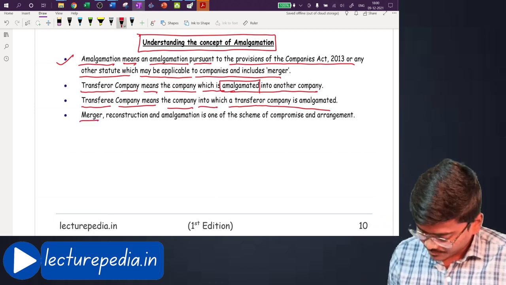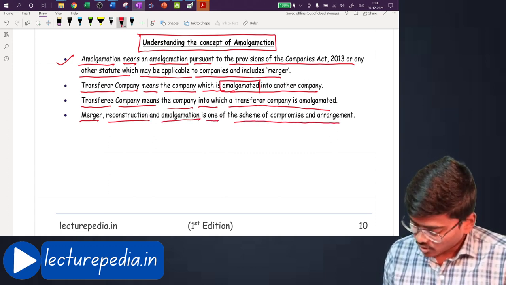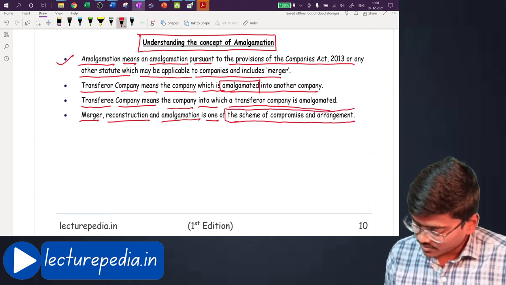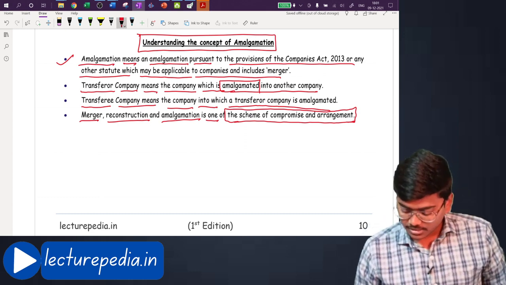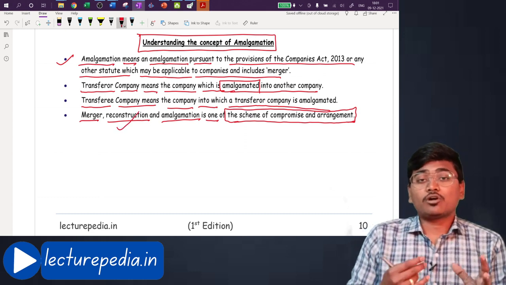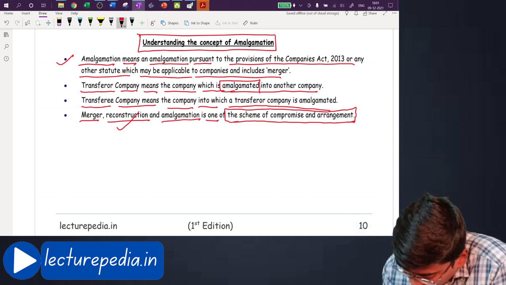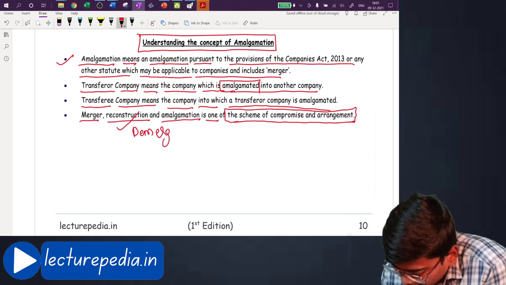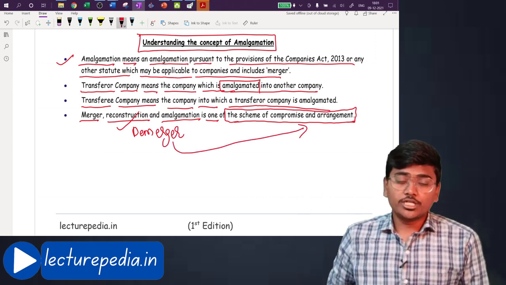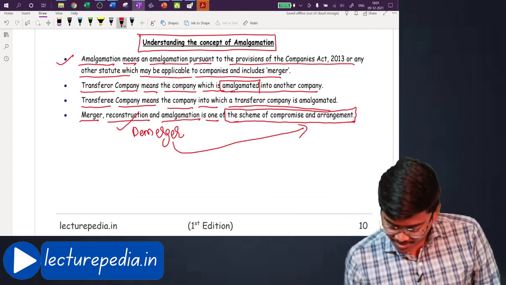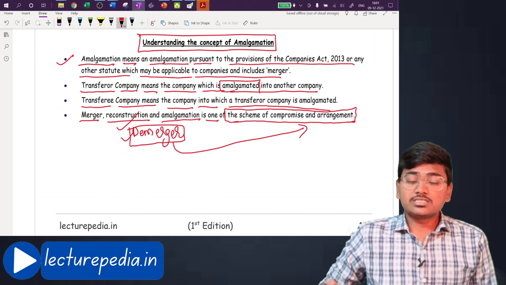And merger, reconstruction, amalgamation is one of the schemes of compromise or arrangement. See, the point which I have said you have to consider: even merger, amalgamation and reconstruction are also one of the schemes of compromise or arrangement only. And even here demerger is also an arrangement. This section which we are going to read, that is section 232, will be applicable even for demerger also. Not only for amalgamation and merger, even for demerger this section 232 will be applicable.